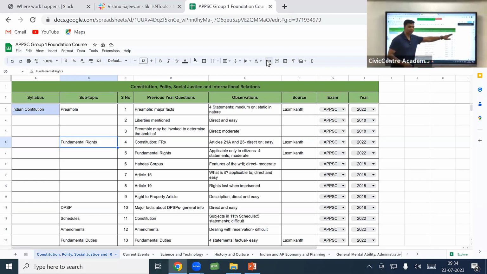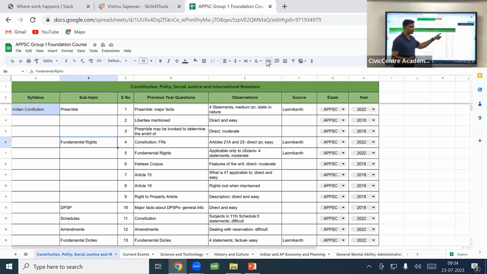So last year, for the 2022 notification, which was held in 2023, the ongoing interview program, there was a question on the preamble. It was a 4-statement question, and despite the number of statements, it was a medium question. It was static in nature. So once you have the question paper with you, when you go through this analysis, you will understand what kind of question it is, and from preamble, what kind of question I can expect.